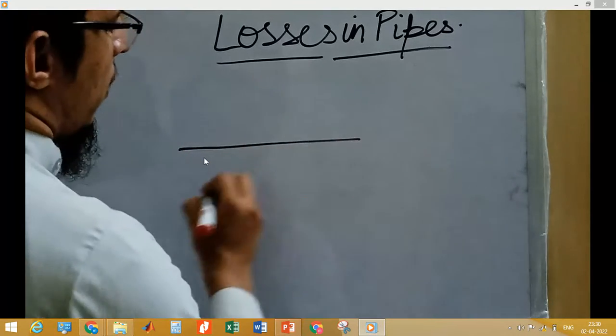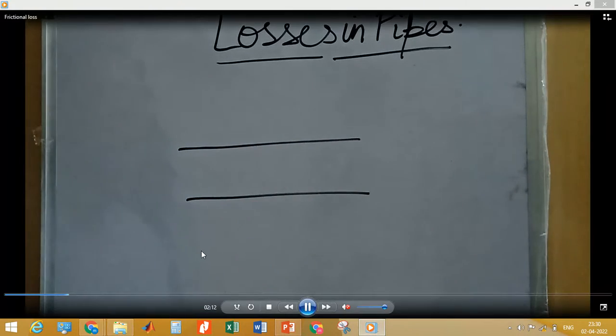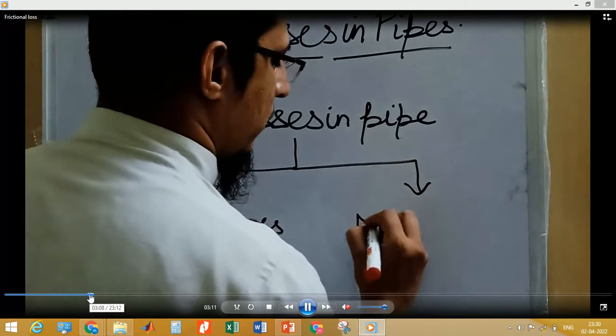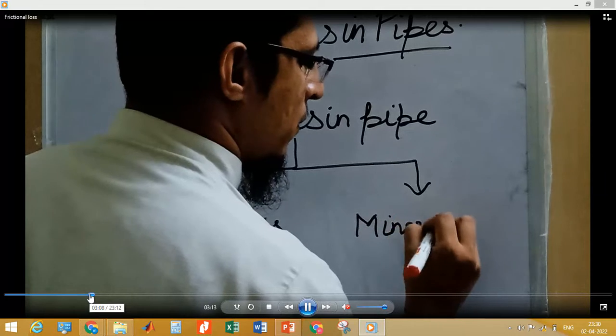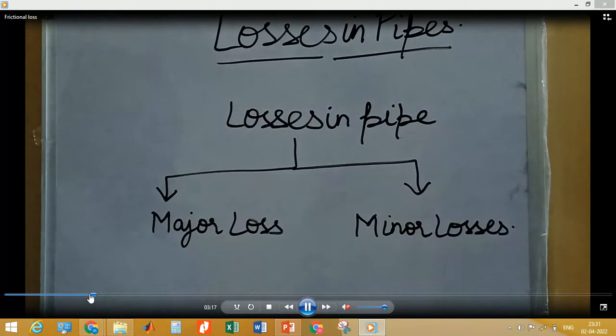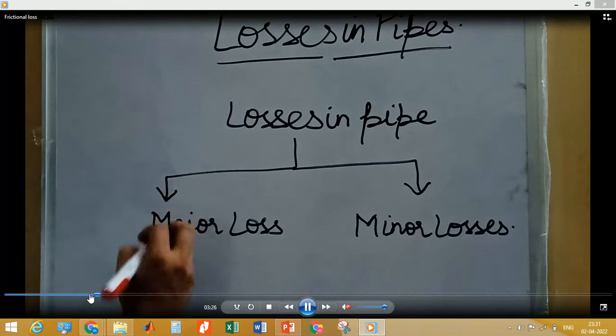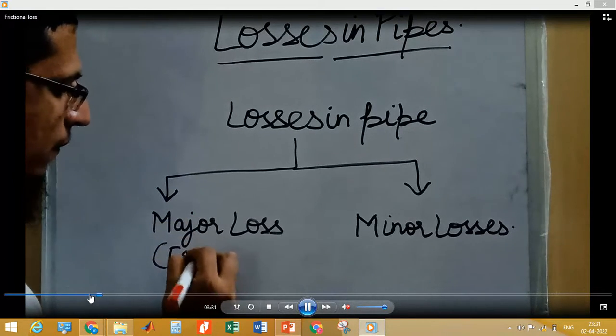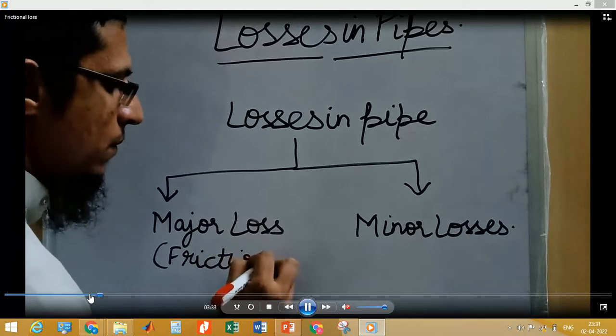So we have the total energy loss in the pipe as a function of frictional losses, and the other is the changes in velocity. So we have the classification as major loss, that is due to friction or the resistance to flow. The only major loss that occurs in the pipe flow is the frictional loss.